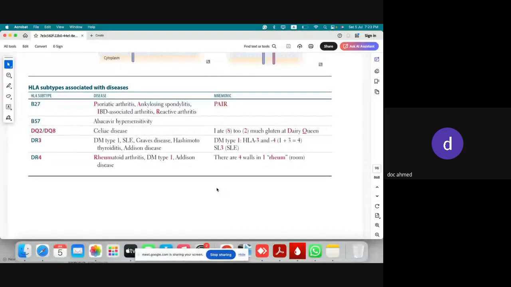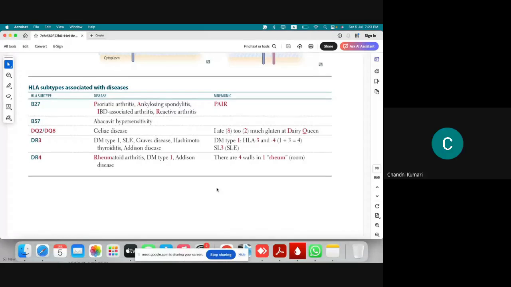What is Addison disease, by the way? Autoimmune destruction of the adrenal glands, adrenal insufficiency. Primary adrenal insufficiency could be autoimmune in developed countries, and in developing countries it is due to TB. That's really important to know.